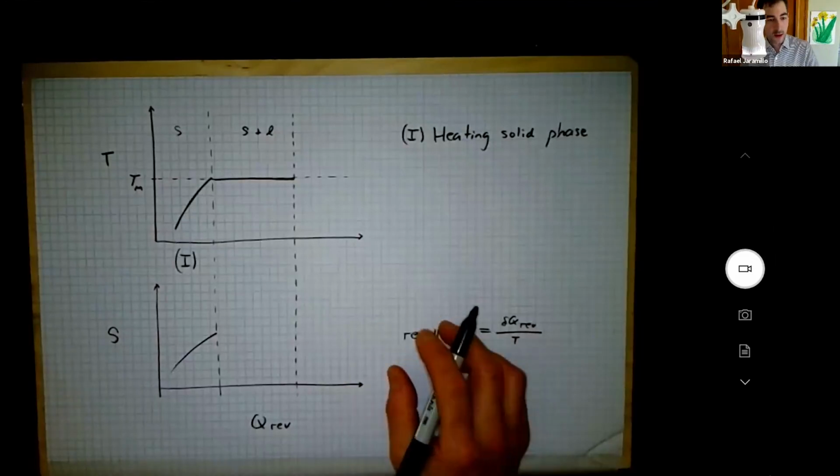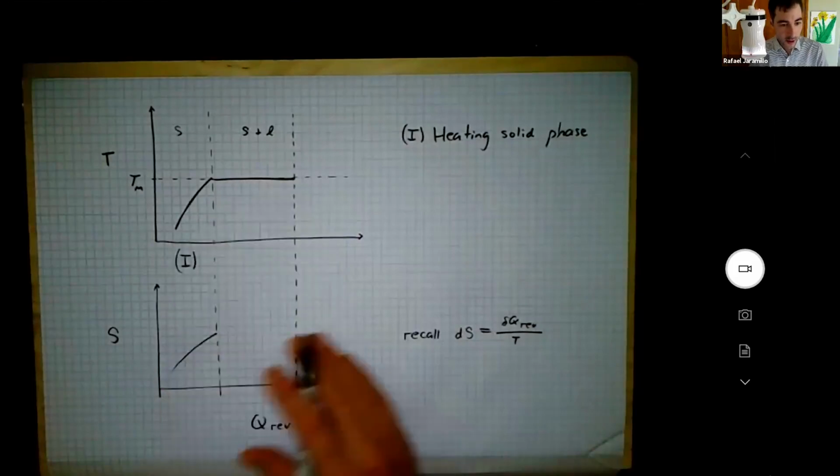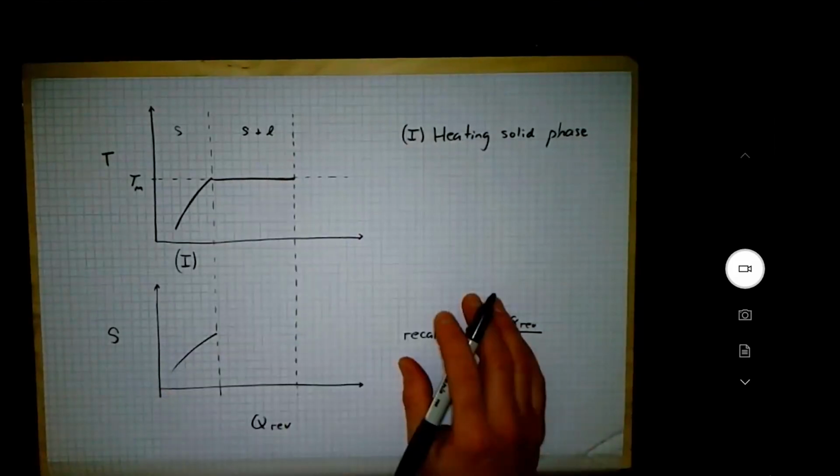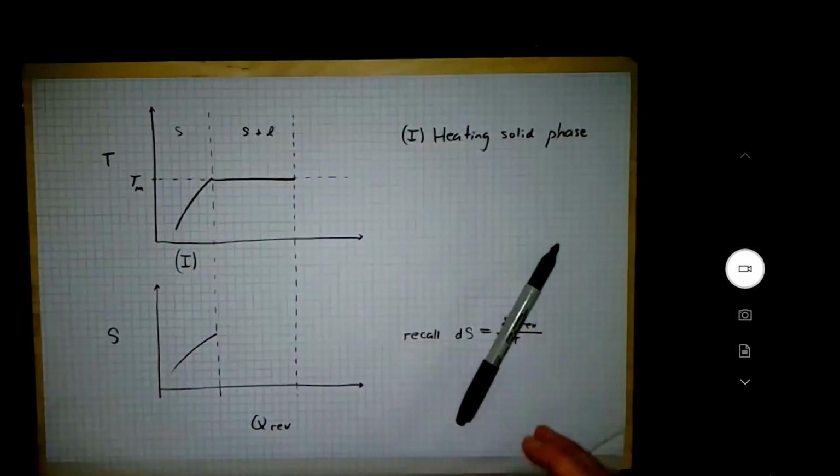Right. Okay. So the temperature stays constant, but what happens to the entropy? Does the entropy stay constant as well? I'd say since we're breaking bonds and transitioning to the liquid phase, it would increase.